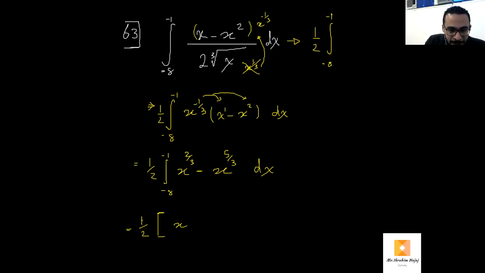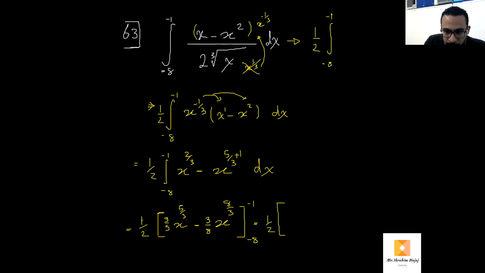So it's x to the power of 5 over 3, minus x to the power of 8 over 3, by adding 1 to each exponent, and divide by the new exponent. We have to divide by 5 over 3, or we can multiply by 3 over 5, and times 3 over 8 here, it's better. And then substitute from negative 8 to negative 1. Leave the half now.